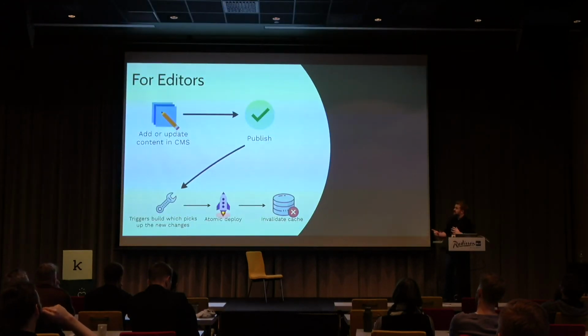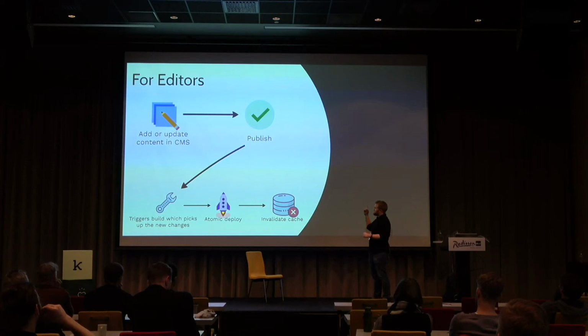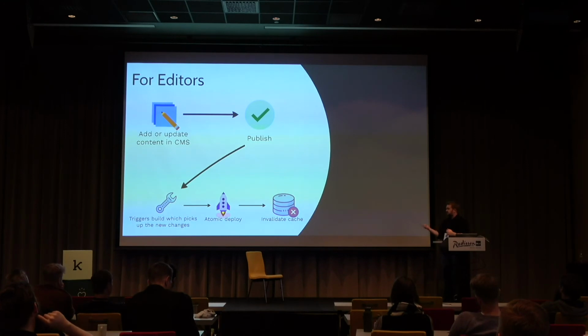But the thing is, now it works the same for the editors, right? So editors go into their CMS and they click publish, and for them it seems like any normal CMS, right? There's nothing new here. But what happens in the background is that this triggers a build. So upon publishing, it's saved to whatever data source the CMS uses, and it triggers the build, which then picks up these changes and does an atomic deploy and invalidates the cache. So now the editor flow looks really similar to the developer flow.